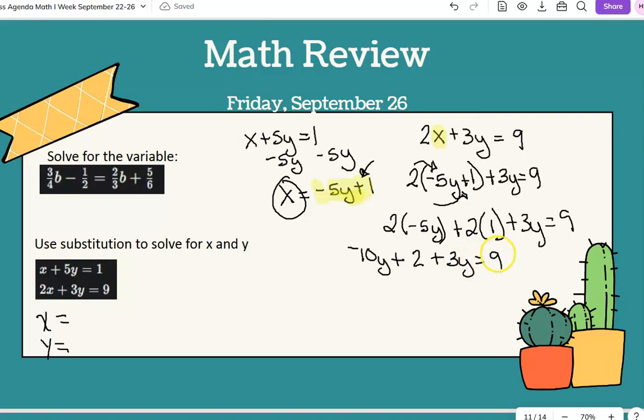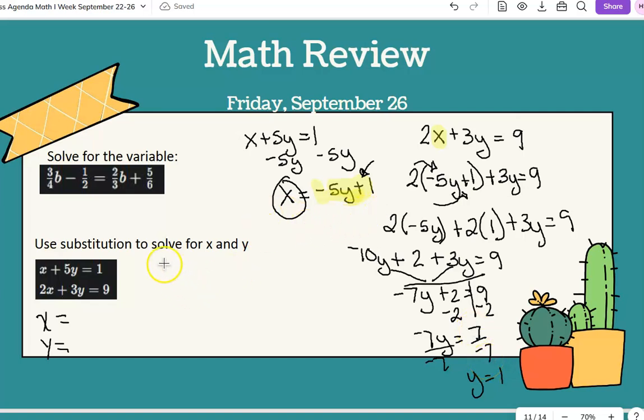Plus 3y equals 9. I can combine like terms, my negative 10y and my 3y. I have a negative and a positive. My signs are not the same, so I subtract. That gives me 7y. I have more negatives than positives, so it's a negative 7y. Plus 2 equals 9. Instead of adding 2, I'm going to subtract 2 from both sides. I get negative 7y equals 7 because 9 minus 2 is 7. I divide both sides by negative 7, and y equals negative 1 because a positive divided by a negative is a negative. Okay, so now I know that y equals negative 1.